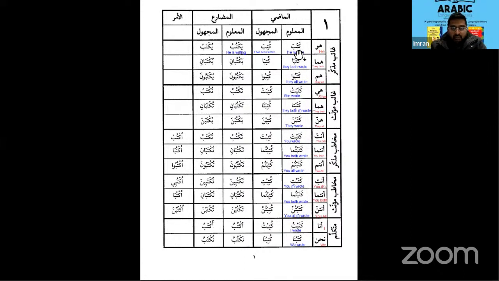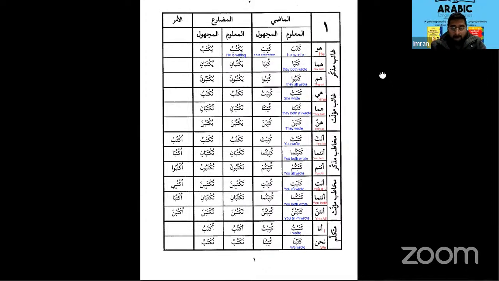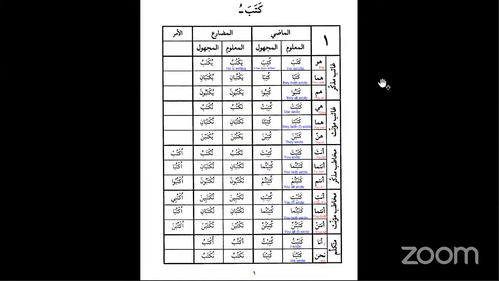So can you kindly just revise kataba, kataba, katabu? Read the Arabic, and go ahead. So we have fi'l madhi ma'lum, the past active verb. Kataba, he wrote. Kataba, the two wrote. And katabu, more than two people wrote.